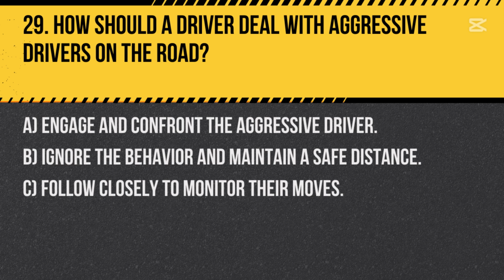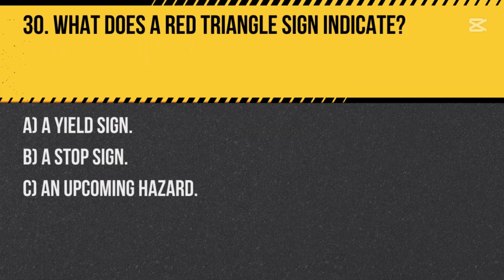A. Engage and confront the aggressive driver. B. Ignore the behavior and maintain a safe distance. C. Follow closely to monitor their moves. Answer B. Ignore the behavior and maintain a safe distance. The best way to handle aggressive drivers is to avoid engaging with them and to keep enough distance to stay safe. Question 30. What does a red triangle sign indicate?